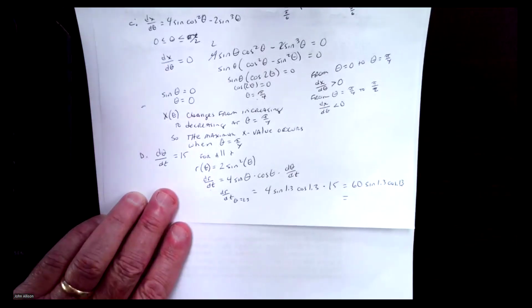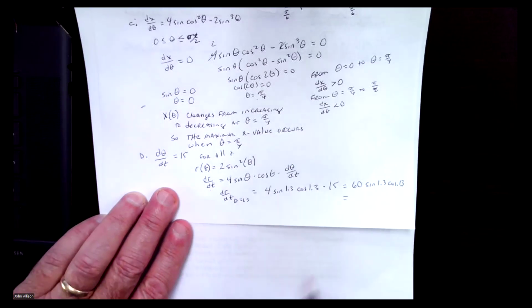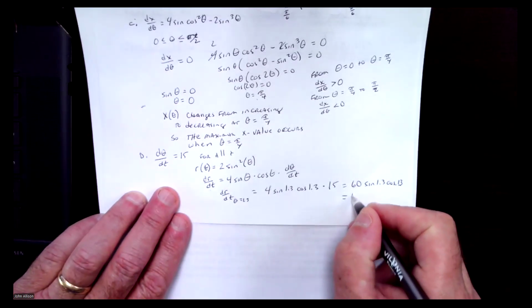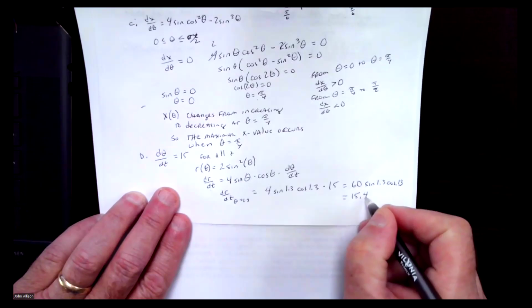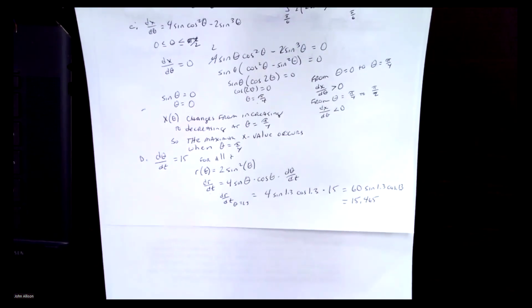I'll go ahead and type that in the calculator. So I'm getting 15.465 would be the rate at which the distance from the origin changes with respect to time.